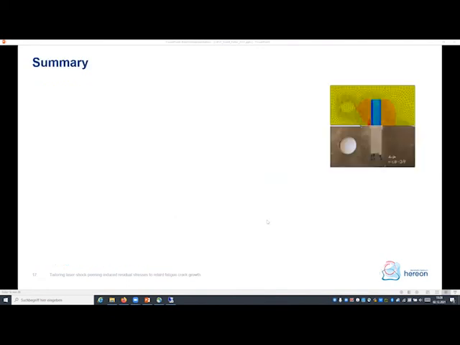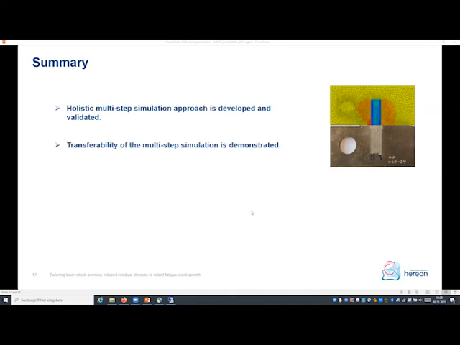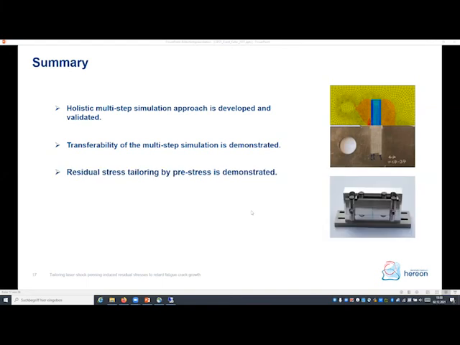And this leads to the summary of this talk. So at first, I showed you a holistic approach, a multi-step simulation from the laser peening process to the fatigue crack growth prediction, which was validated. Secondly, we were able to transfer the results and the multi-step simulation to different materials and a different laser system. And finally, I showed residual stress tailoring by pre-stresses using this 4-point bending as use case.